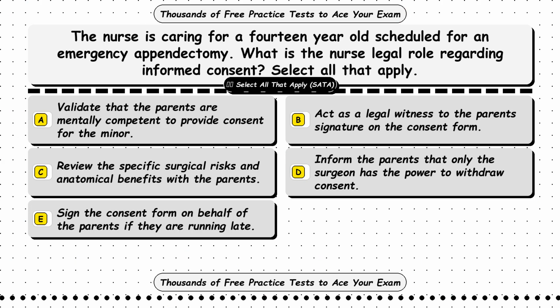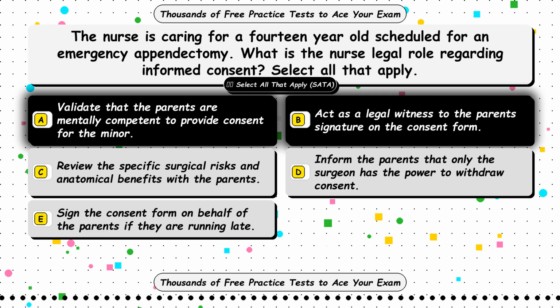Question 59. The nurse is caring for a 14-year-old scheduled for an emergency appendectomy. What is the nurse's legal role regarding informed consent? Select all that apply. Option A. Validate that the parents are mentally competent to provide consent for the minor. Option B. Act as a legal witness to the parent's signature on the consent form. Option C. Review the specific surgical risks and anatomical benefits with the parents. Option D. Inform the parents that only the surgeon has the power to withdraw consent. Option E. Sign the consent form on behalf of the parents if they are running late.